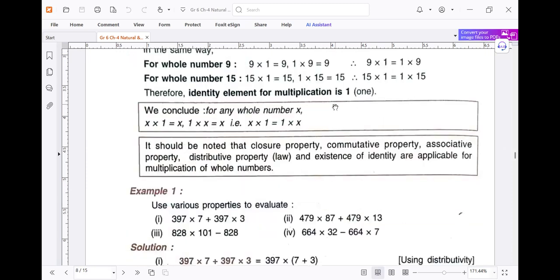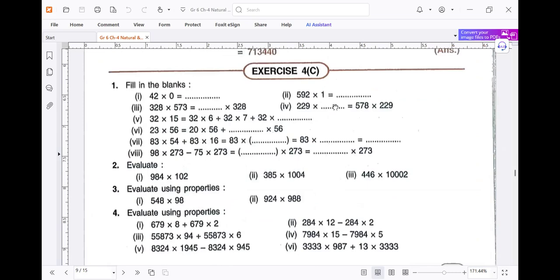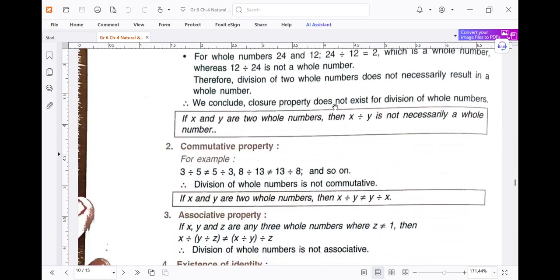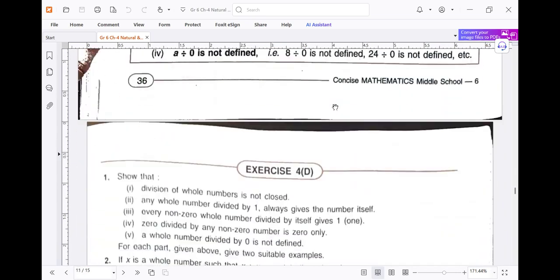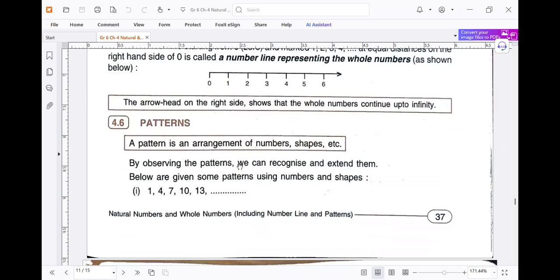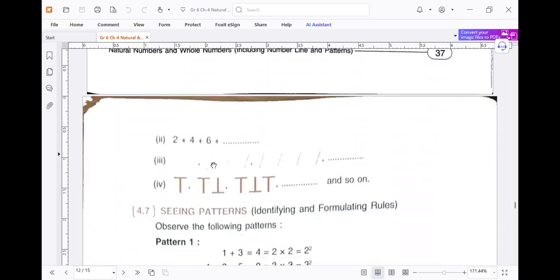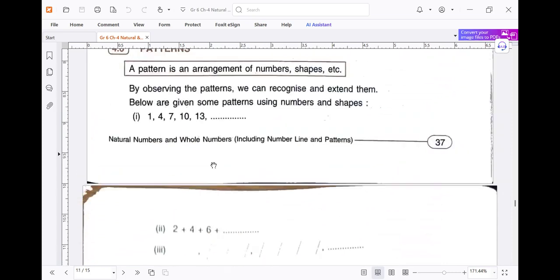Correct? Similarly, you have it for additive also. So this is C. This is division. We have done the property. This is for D. Then the number line of a natural number and a whole number, right? So when you represent the number line, you need to tell how the whole number will be represented. Correct? Now these patterns are important. It is a very simple pattern, but it is a very effective pattern, right?